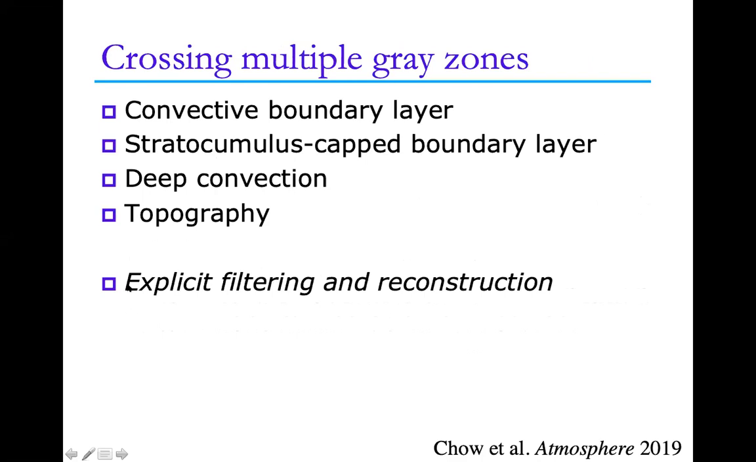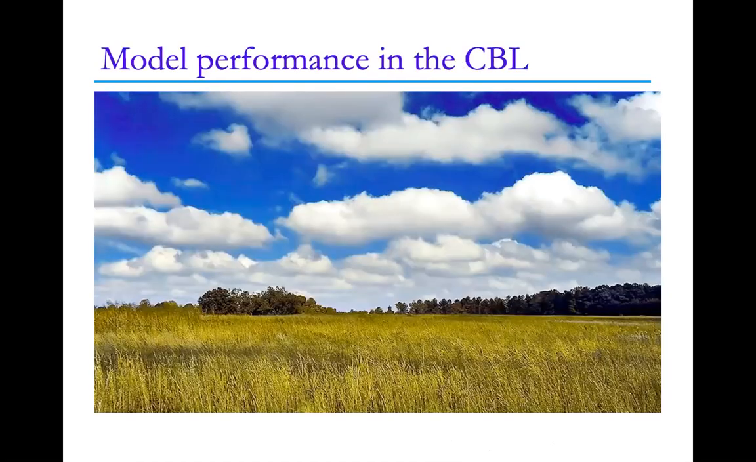The approach that we're taking there is to compare different models, including one called an explicit filtering and reconstruction approach. You'll hear more about that as we go on. The first example, with the convective boundary layer, is really just to look at how a mesoscale model performs as you move into the gray zone, as you go to finer and finer resolution.